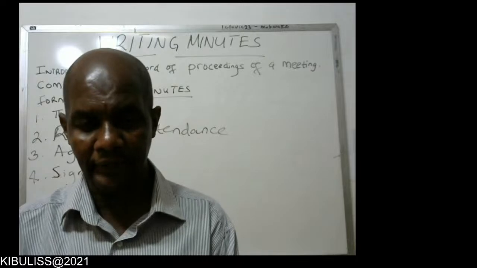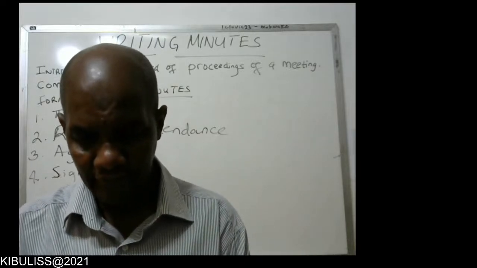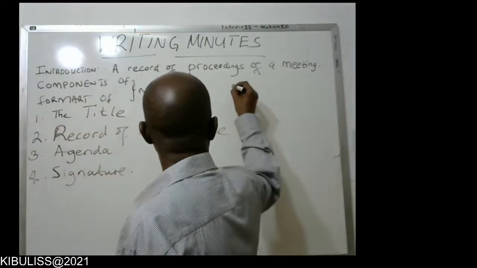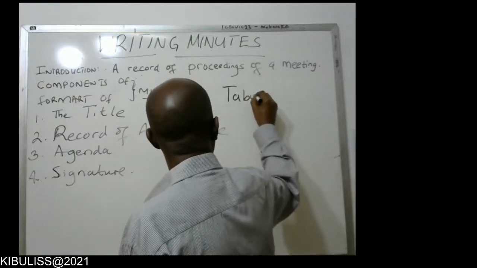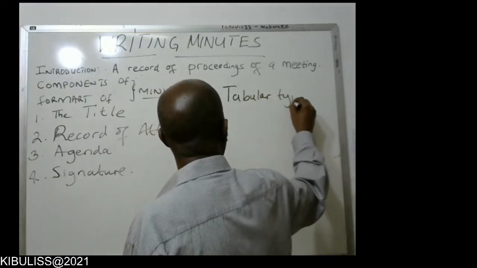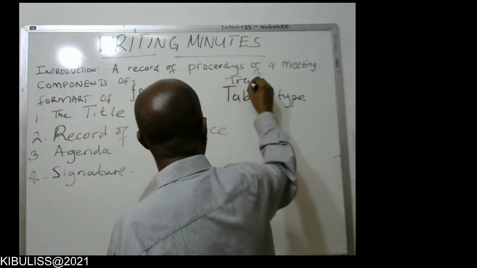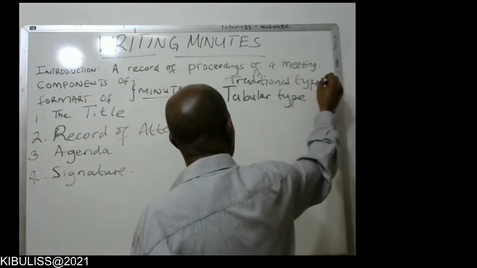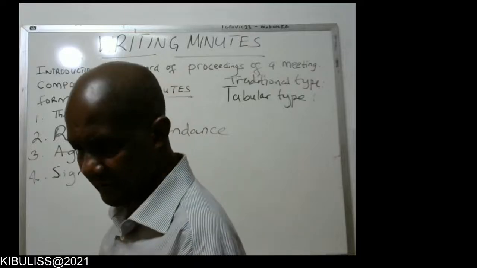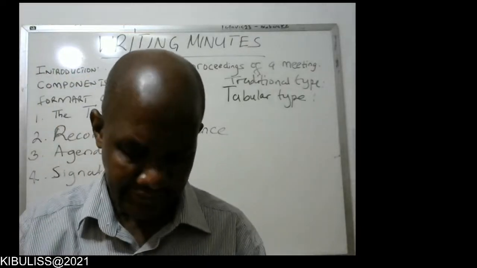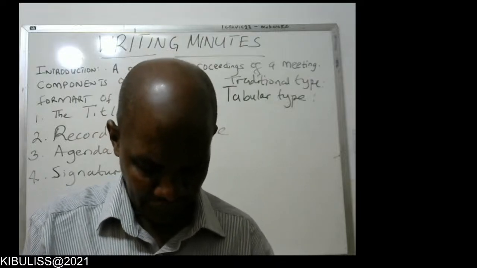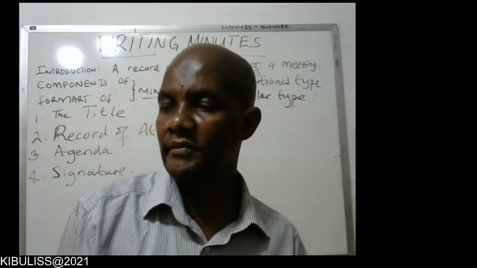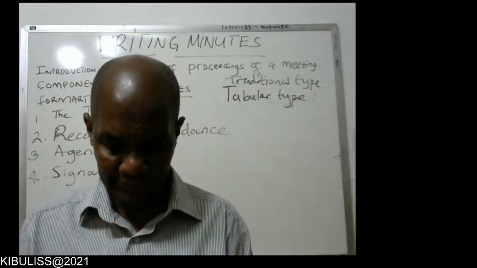We have the traditional type, which we are going to emphasize today. Then the other one is called a tabular type. I just want to say something small about the tabular type: it is a summary of the traditional minutes, which we're going to look at. It is normally made in table form and it is outlined.